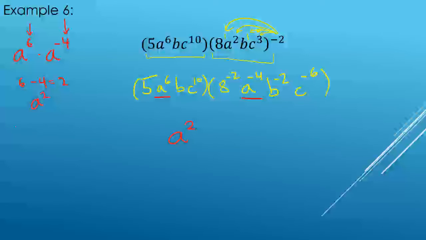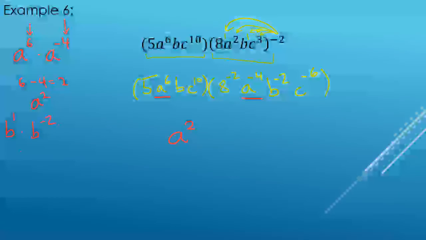Now the B's. I'll do that on the side. B times B to the negative 2. We can put a 1 in here for the single B. 1 minus 2 is negative 1. So this is B to the negative 1. C's. We got C to the 10 times C to the negative 6. We add those together. C to the 4.